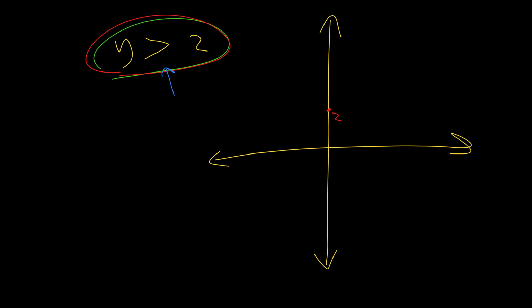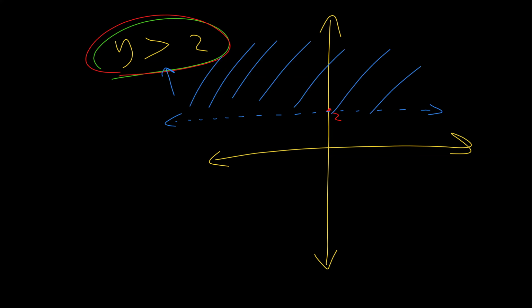So in this case, you draw a dashed line, not a solid line. Then you shade above the line. Here is shaded. This is now the second idea.